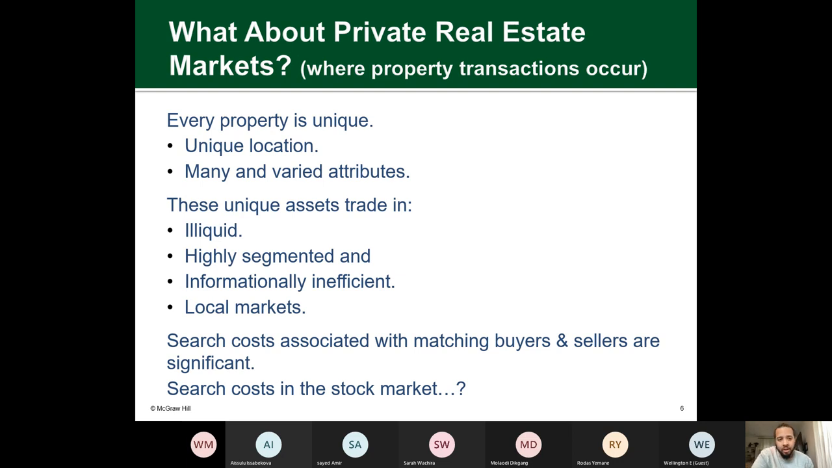And in private markets, right? Private is just one-on-one: individual, corporation, corporation, individual, individual, partnership to individual, where we're not placing this in public. Every property is unique, right? There's always things that are different. They don't look alike. They don't do things alike. And they're highly segmented. They're local. You might not have all the information, but you have the majority of information.